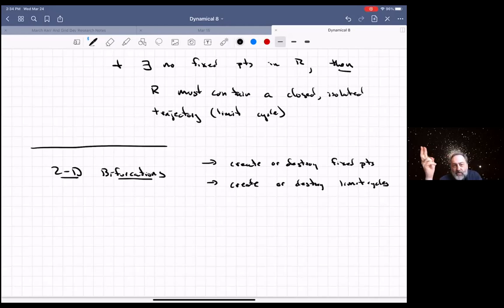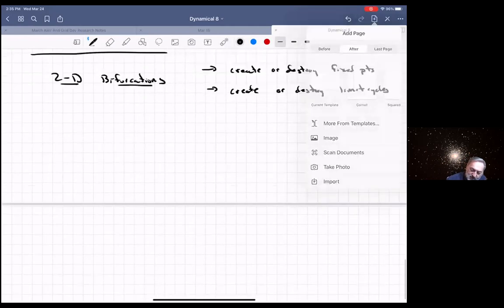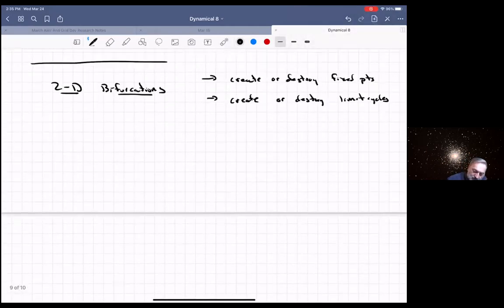So in two-dimensional flows, we still have fixed points, but the fixed points are surrounded by saddles or nodes or things like that. And then we have limit cycles, which are these isolated closed orbits. And those are the interesting structures. Okay, so creating and destroying fixed points. The easiest way to create or destroy fixed points is in the saddle node bifurcation.